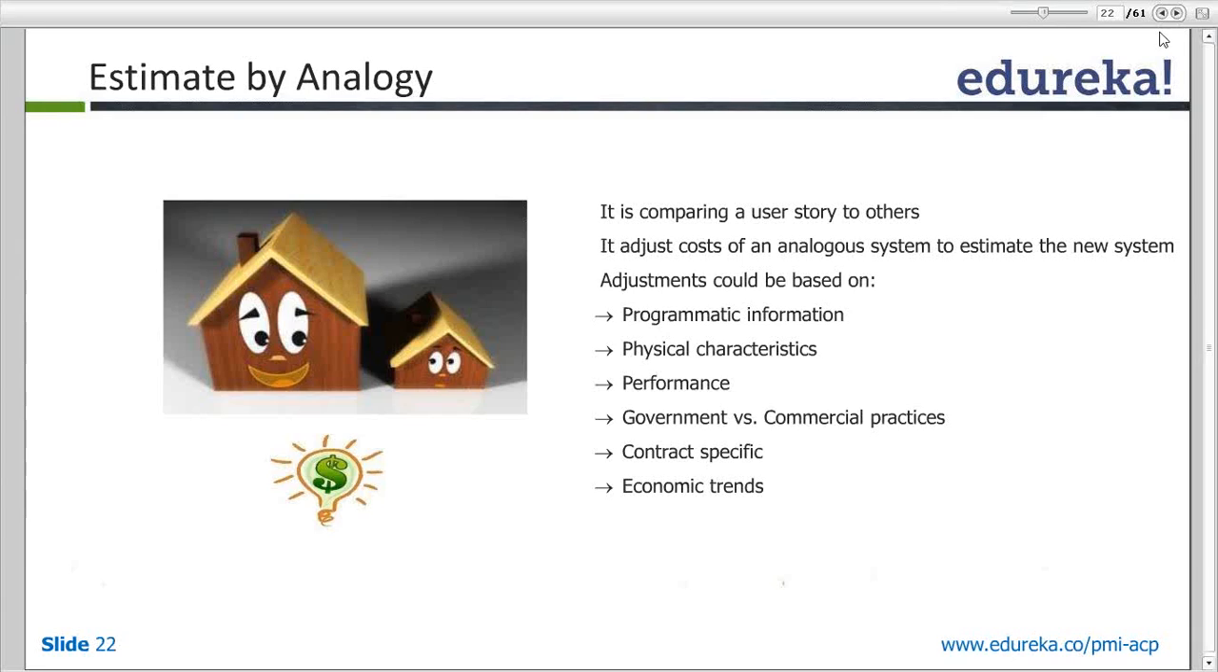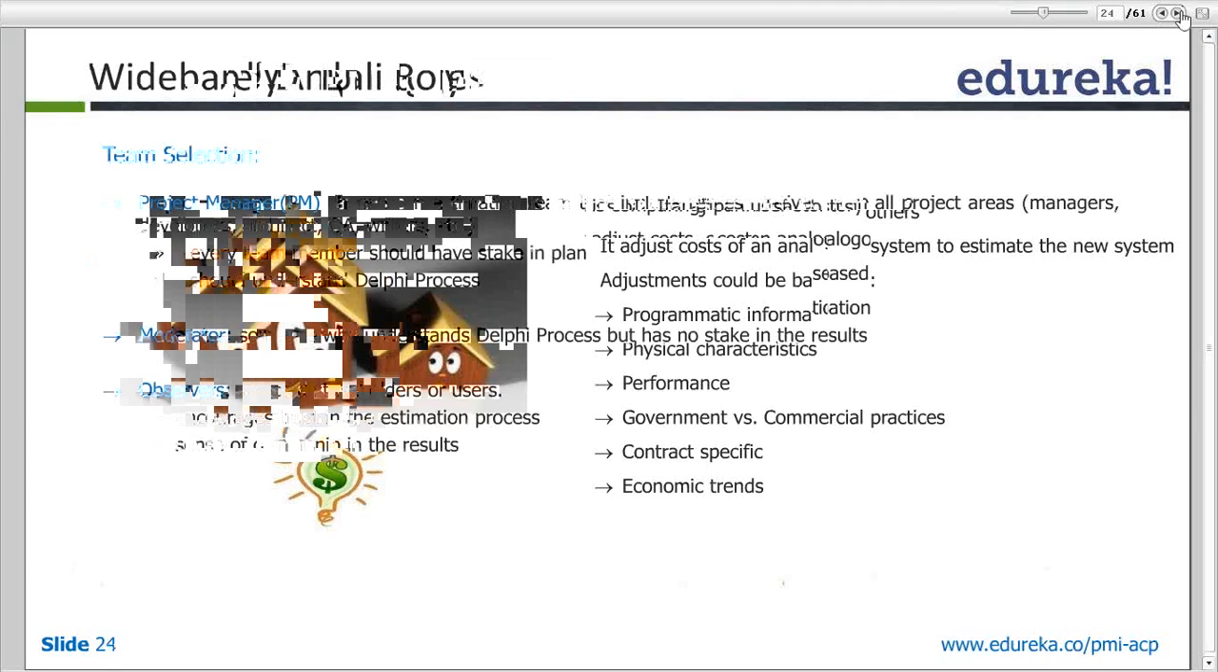Any doubts on estimate by analogy? We have talked about it, so I did not get into the detail, I just reiterated what we discussed. Should I move ahead? Okay.